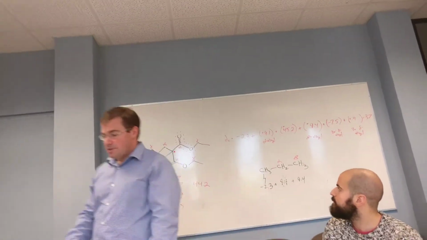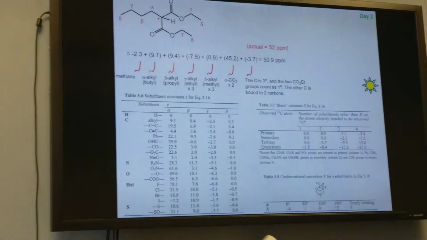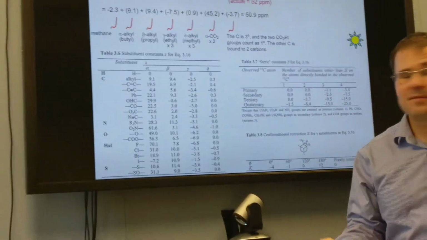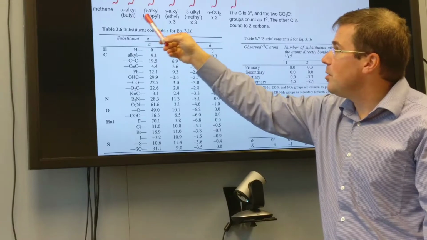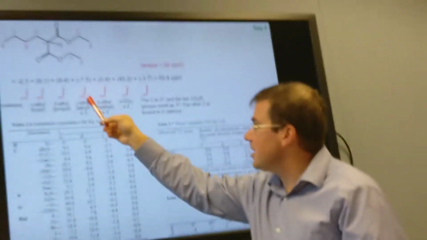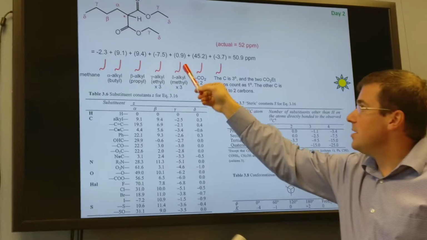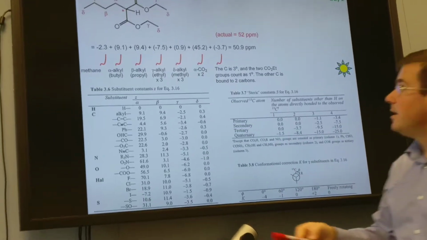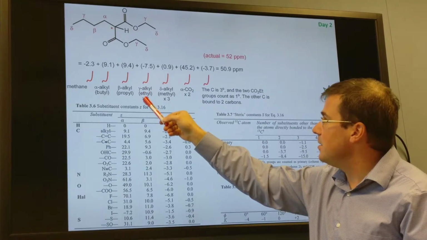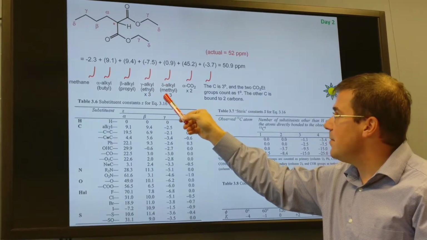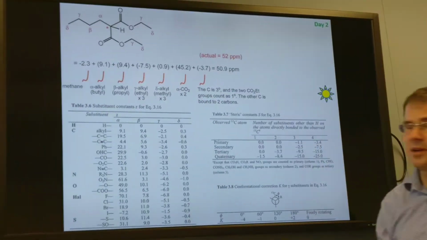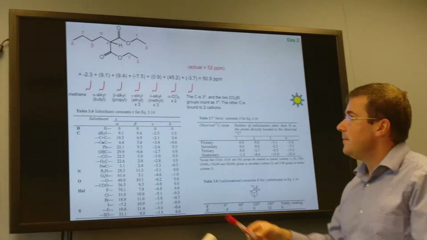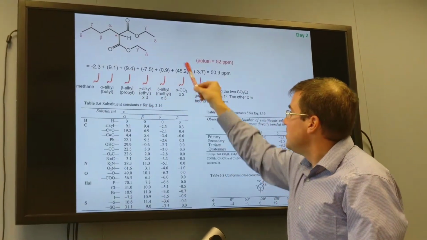Okay, so let's just summarize all this. We've got minus 2.3. We start out with methane, the parent compound. We have an alpha alkyl group, the butyl group. We have a beta alkyl group, the propyl group. We have a gamma alkyl group, the ethyl, and a delta alkyl group, the methyl at the end of the chain. We also have an additional 2 gamma alkyl ethyl groups and an additional 2 delta alkyl methyl groups from the 2 ethyl esters. So the simple calculation here is basically all of these alkyl groups plus 2 alpha CO2s.